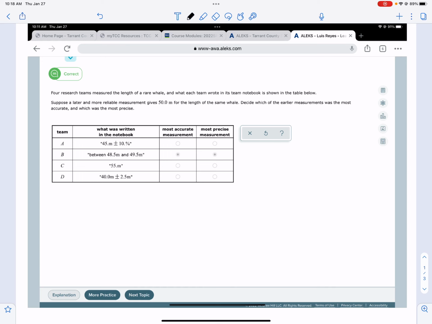Dear students, some of you have been having problems doing the precision problem on 2A. So let's see how we can approach this in an easier way. Let's start with this problem.